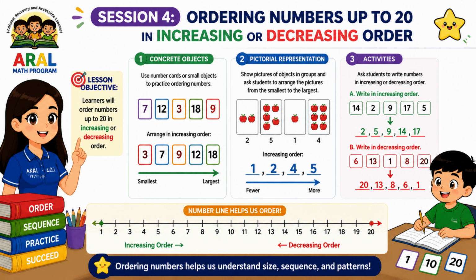Use number cards or small objects to practice ordering numbers. Pictorial representation: show pictures of objects in groups and ask students to arrange the pictures from the smallest to the largest. Activities: ask students to write numbers in increasing or decreasing order.